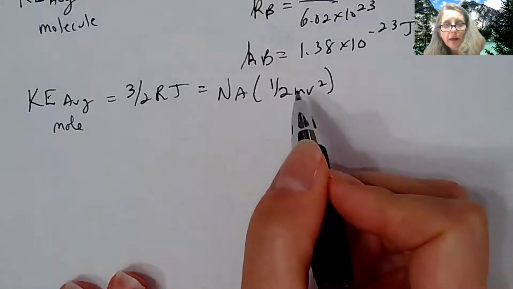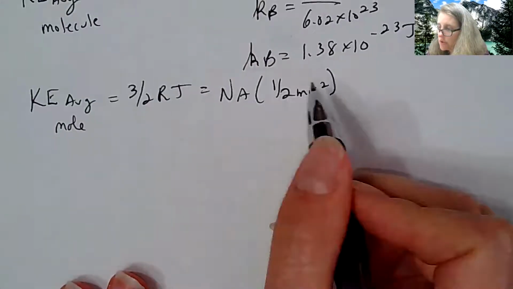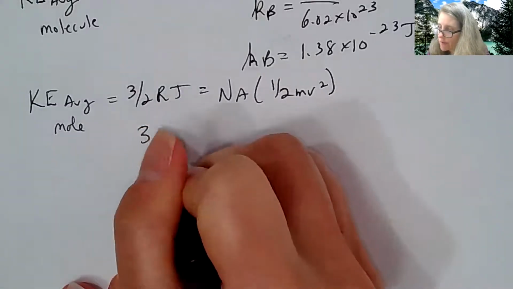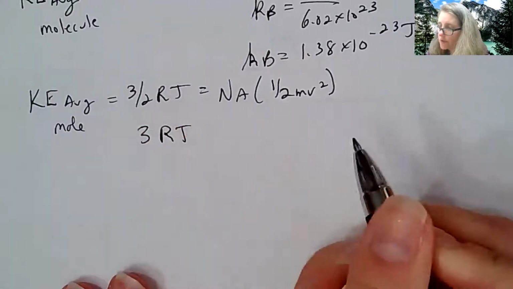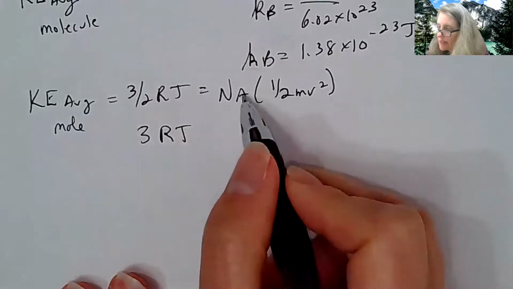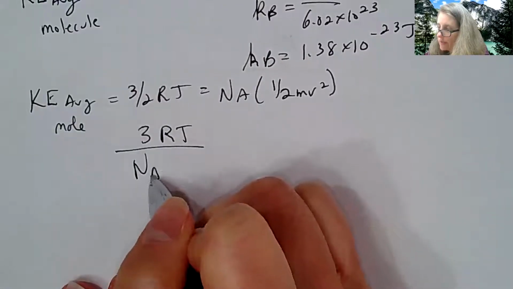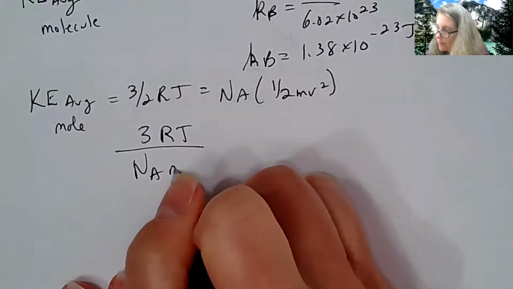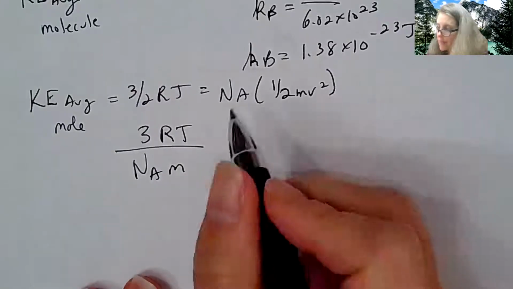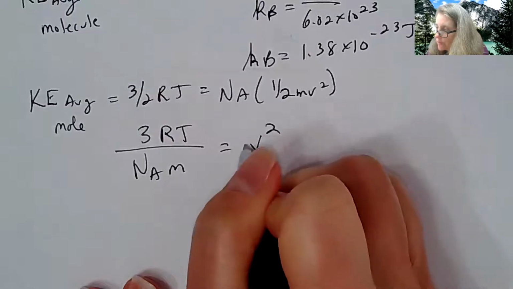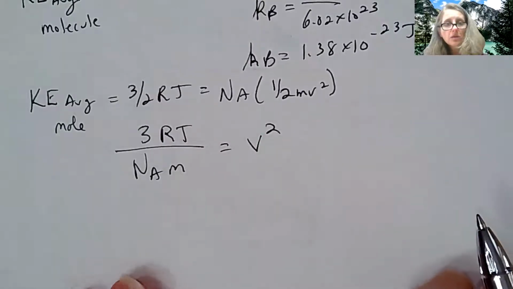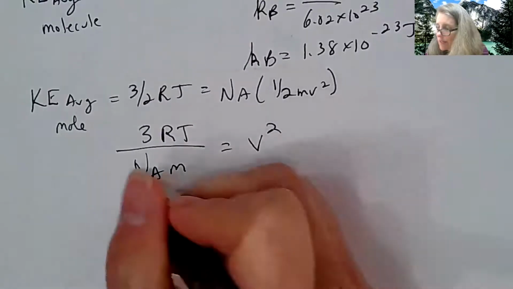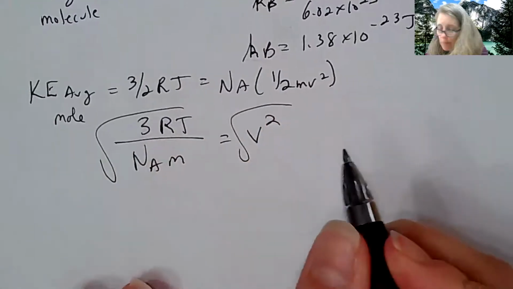I'm going to multiply both sides by 2, so you get rid of the 2. And what you're left with is 3RT on the left. And then I'm going to bring the Na over on the left, dividing it. And then I'm also going to bring the m over here as well. Okay. And that's going to be equal to velocity squared. So how do I get rid of the velocity squared? Well, I take the square root of both sides.